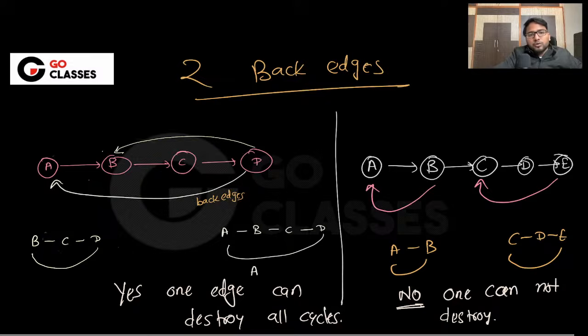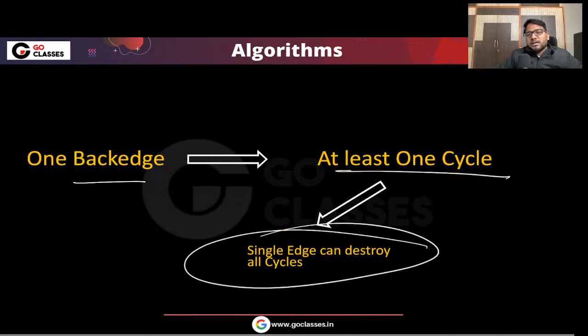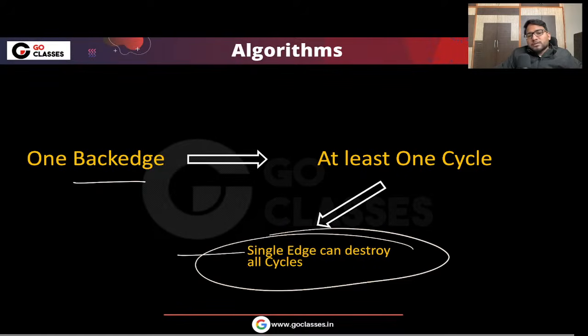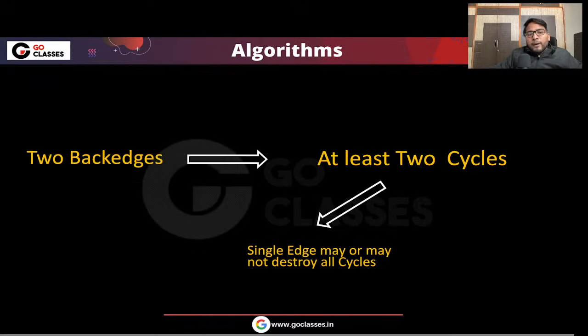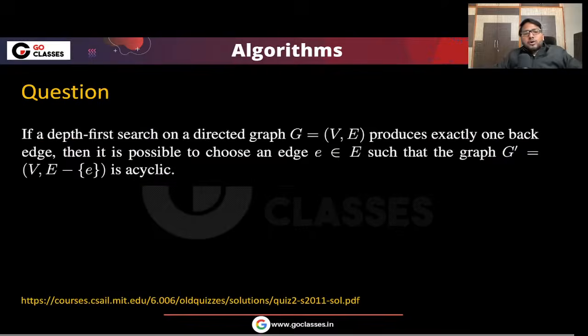I hope now you understood that if there is one back edge, then at least one cycle is there, and a single edge can destroy all cycles. And what is that edge? Always the back edge. The back edge can always destroy. Now, if there are two back edges, at least two cycles, a single edge may or may not destroy. Understood? So now you solve this question.